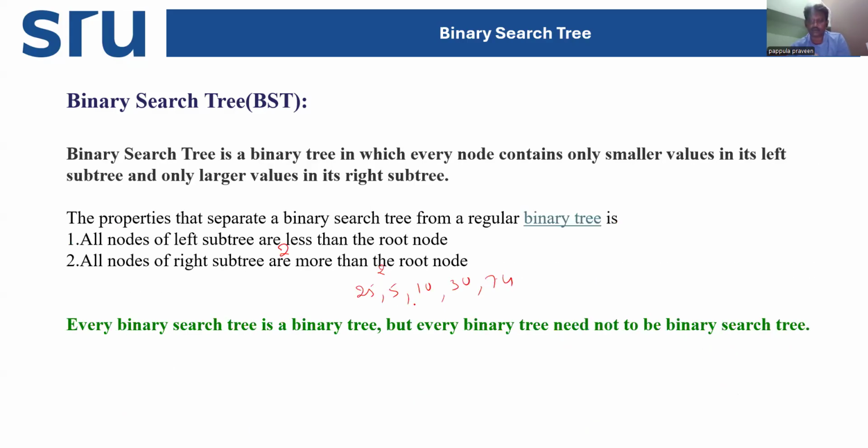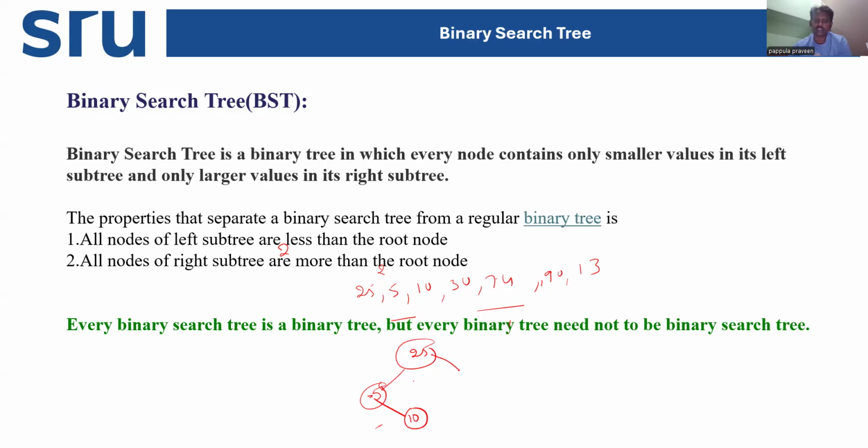90, 30. These are the elements. So our root node is 25. Now 5 is less than the root node, so you shift to the left side. And 10 is less than 25, so again we compare with 5. Now what about 10? 10 is less than 25 but greater than 5, so you move to the right side of 5.